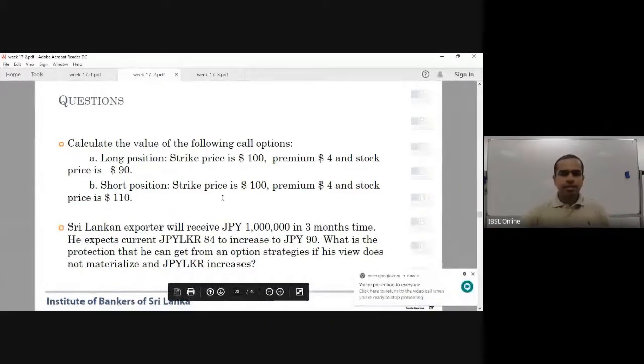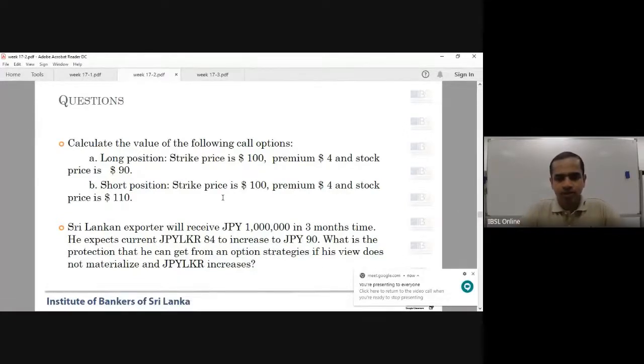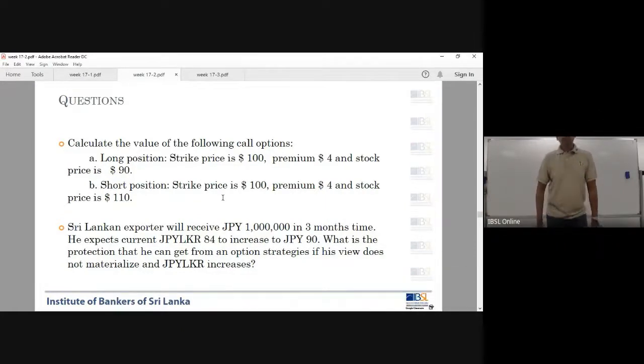Right, so let's try the next example. You are asked to calculate the value of the following call options. Let's say you're long, strike price 100, premium 4, stock price 90. So let's draw the payoff diagram of a call option. Now, when you come across questions on options, just make sure you start off with the payoff diagram. Always use the diagram, then it's easy to understand and tackle.